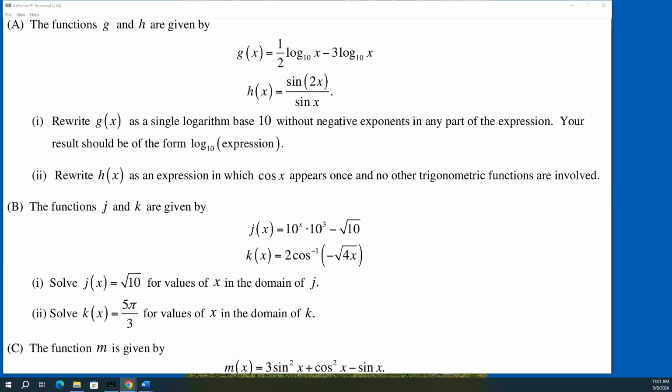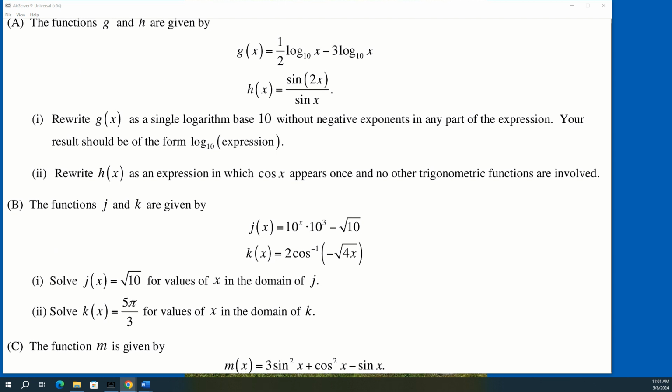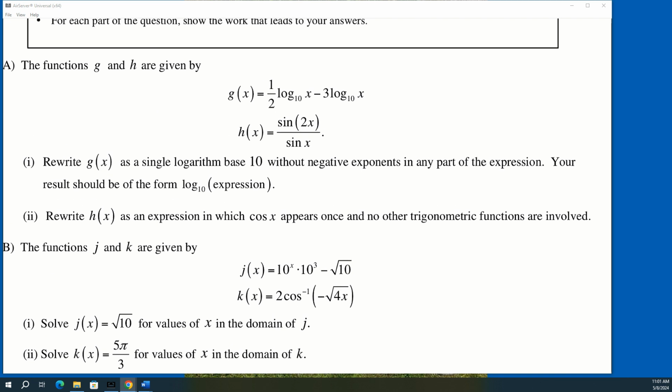All right, so it looks like the first one is the exact same rule. So we'll take that 1/2 and we'll make it an exponent. Take that 3, make it an exponent. You guys go ahead and do that.